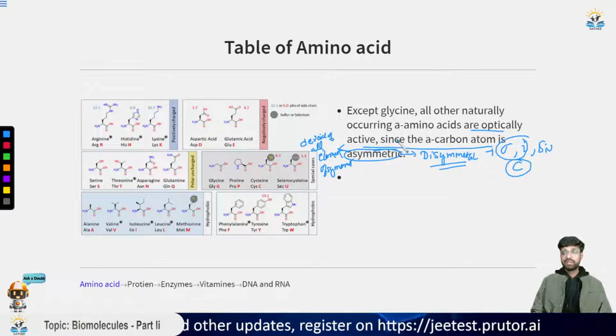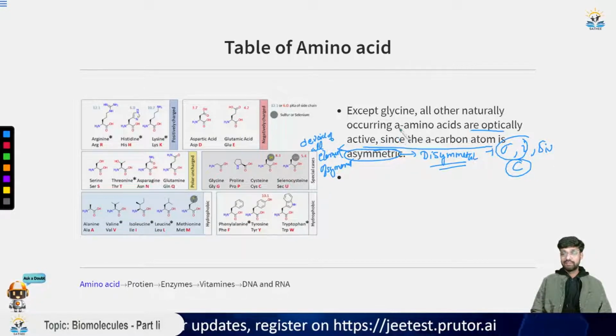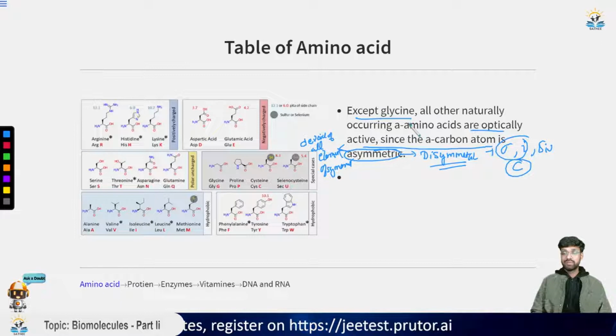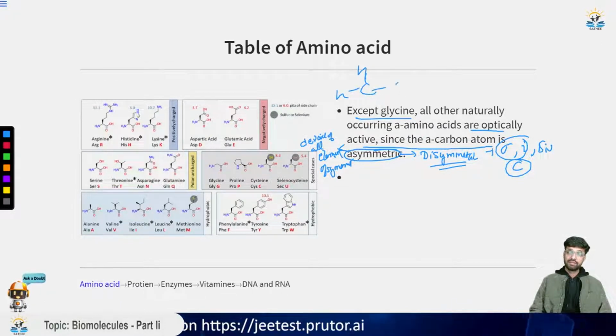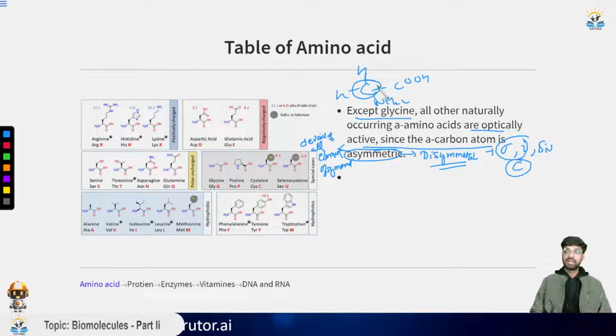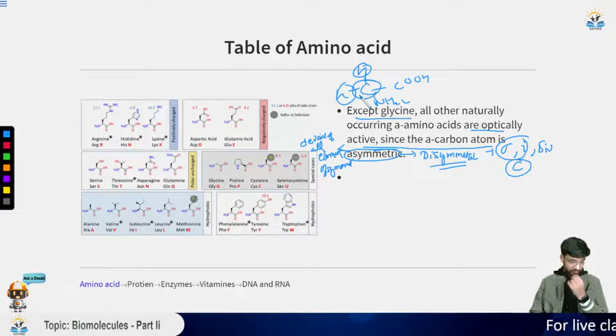So all amino acids are optically active except glycine, which looks like this: CH2, COOH, NH2. This carbon, which carries the potential of becoming a chiral center, has two hydrogens, which means there are not four different groups.